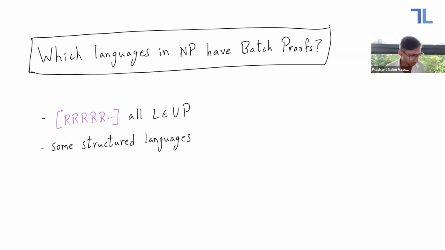And apart from this, we also know some specific examples of structured languages that have these batch proofs. As an example, maybe you can think of things like quadratic residuosity, where because of some kind of algebraic structure in the language, you can combine multiple instances in some clever ways to prove things about many instances simultaneously. Right? So we have some examples like that that perhaps are not in UP.